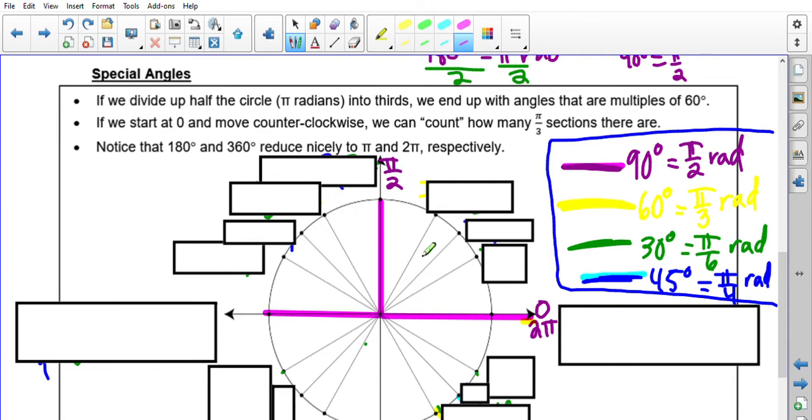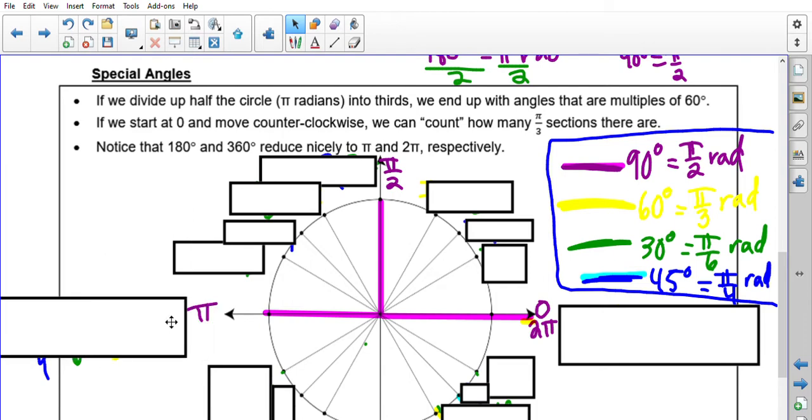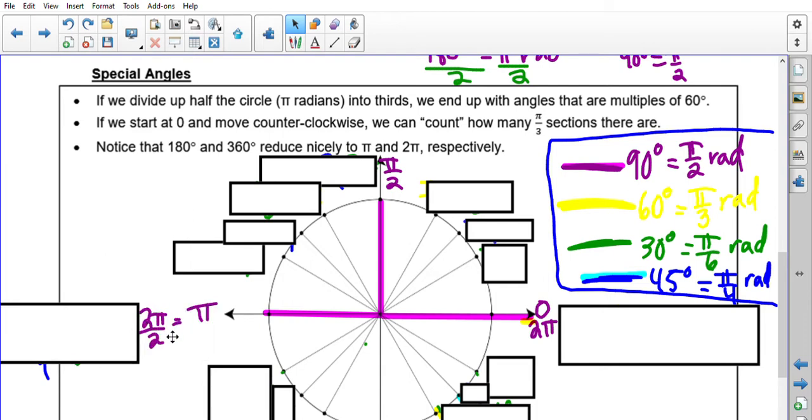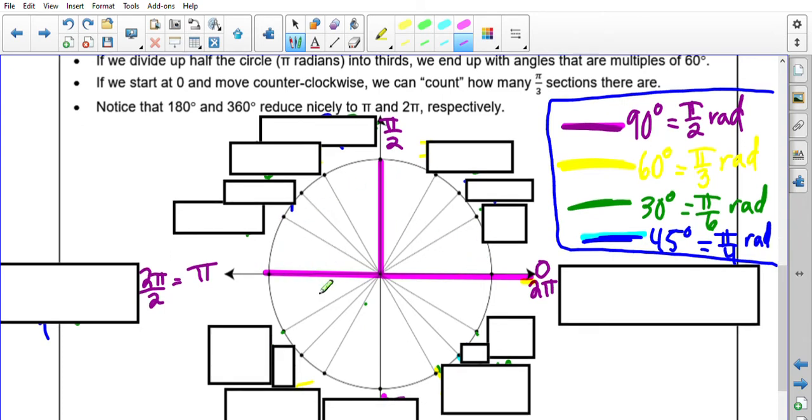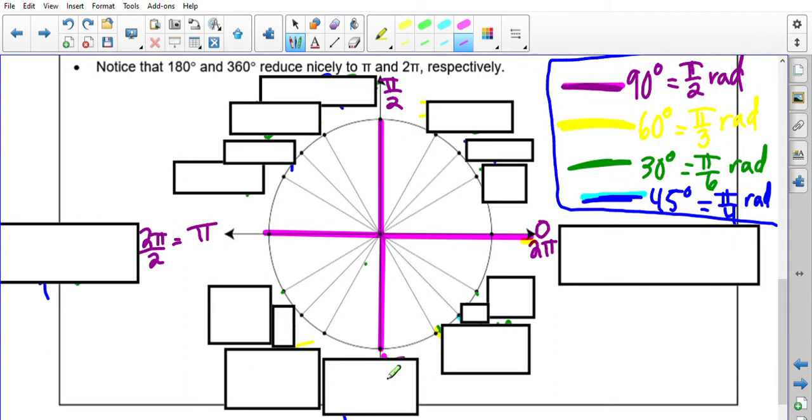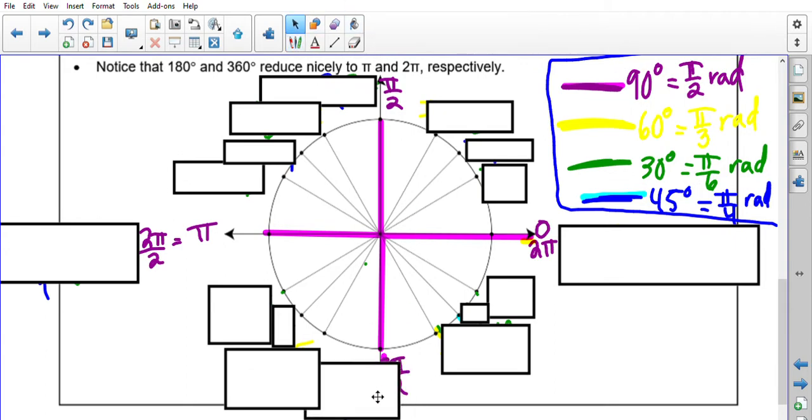So how many pi over 2's is that? This is 2 pi over 2, and 2 pi over 2 reduces to pi. So you can also write that as 2 pi over 2. Notice that we're just counting. So pi over 2 remains, and then you just increase the number. So that's 1 pi over 2, 2 pi over 2, which means that coming down here is 3 rotations of pi over 2. So we're going to write that as 3 pi over 2.